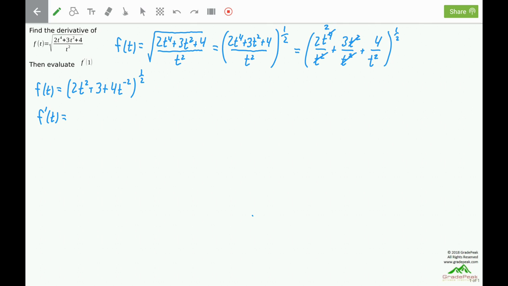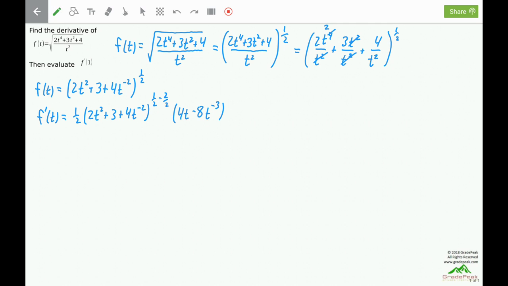Since we have a power outside of that expression, we bring down the power, leave the expression alone exactly as we see it, subtract 1 from the power. And because the expression is not just a t, but something bigger, we have to take the derivative of that as the chain rule. Derivative of 2t squared, 2 times 2 is 4, t to the first power. Derivative of 3 is a 0. 4 times -2 will be -8, and then subtract 1 from that power, which will be -3. And that completes our chain rule.